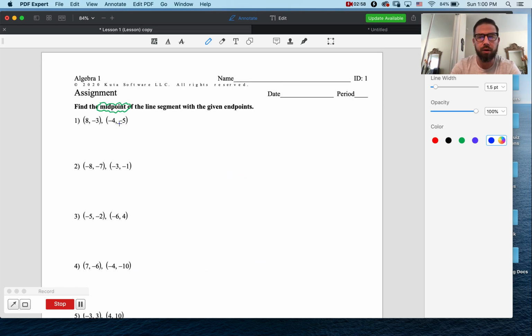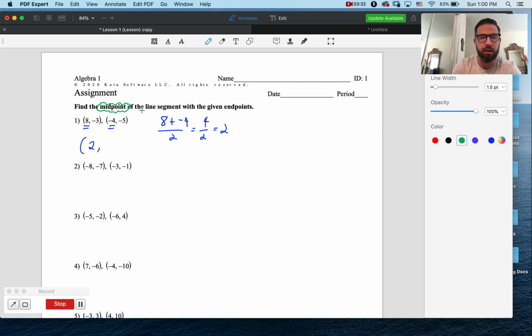We don't have a graph here. All we have are points, and they want us to find the midpoint. So watch what we're going to do. We're going to add our numbers and divide by 2. The first thing is we look at our x's, right? Those are our x's. So we have 8 plus negative 4 divided by 2. And 8 plus negative 4 is really 8 minus 4, which is 4 divided by 2. And what's 4 divided by 2? It's 2. So our x point here is 2.